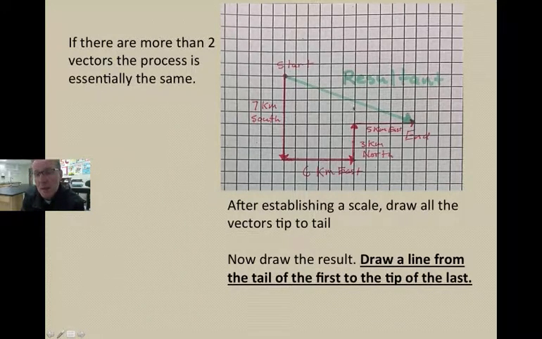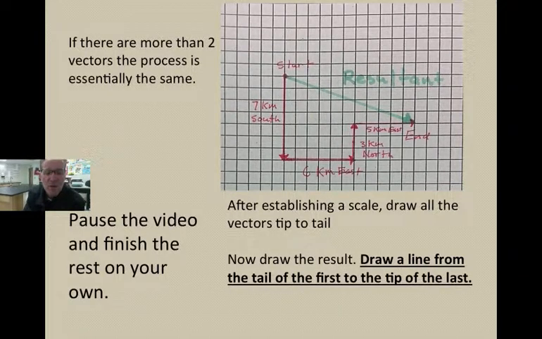Then you would just draw your straight line, as I've shown with this greenish colored arrow. And you may even want to label that. I think that's a good idea. So this is my resultant vector, and then I would follow the procedure as stated before. So let's go ahead and pause the video, and I want you to finish the rest on your own.